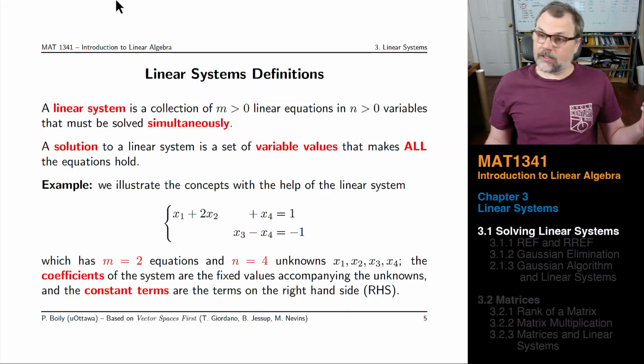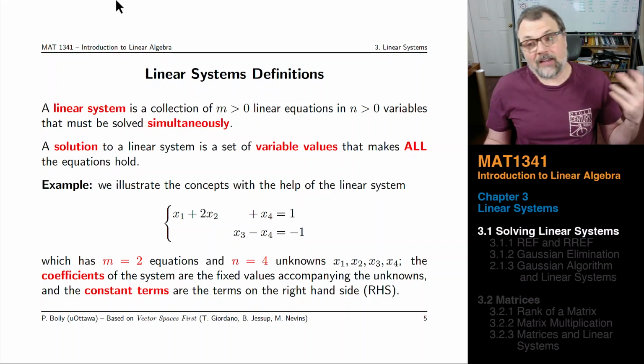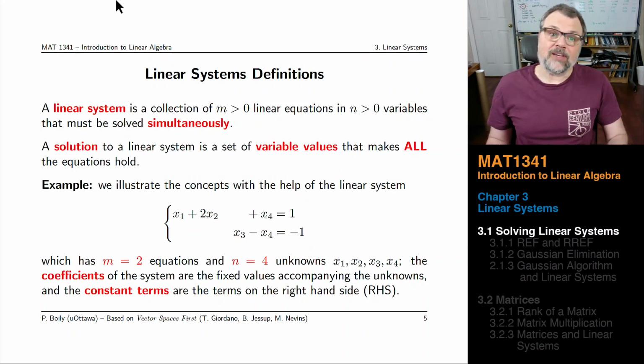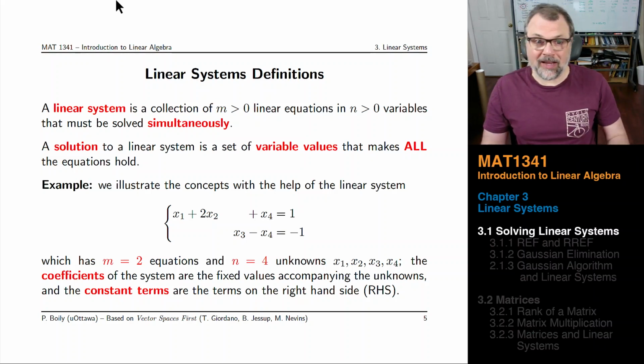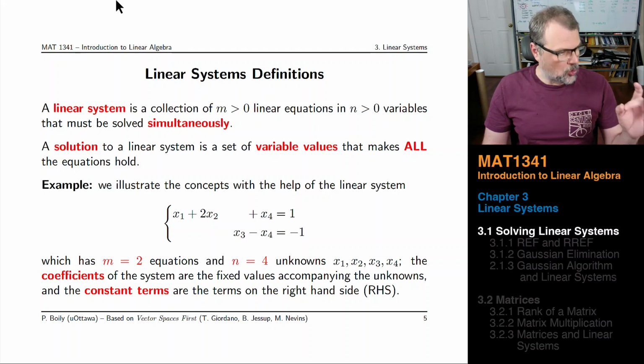What's a linear system? Well, actually, it's a collection of linear equations. You have to have more than zero, so at least one linear equation. Let's say that we have m linear equations. By linear, what we mean is that when the variables appear, they appear alone to the first power.